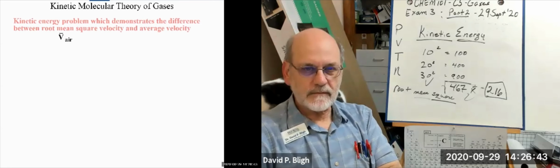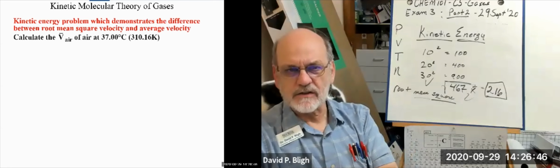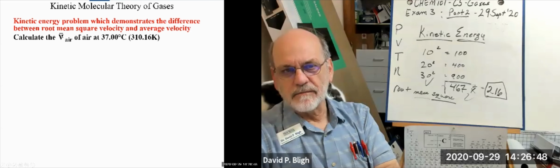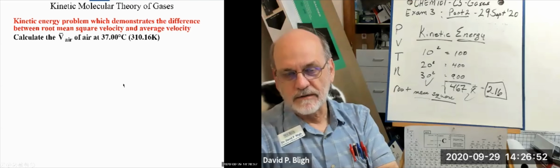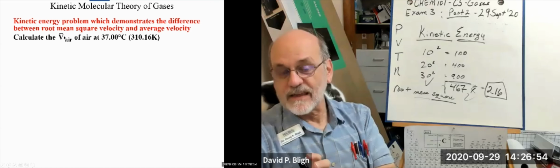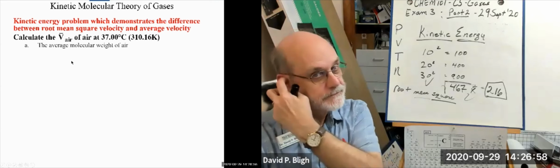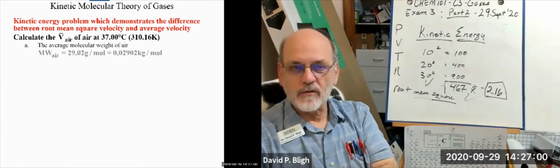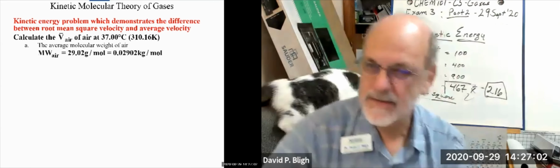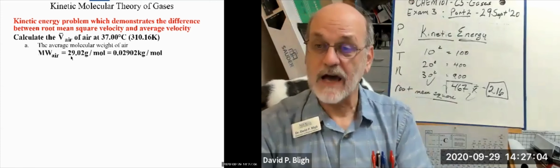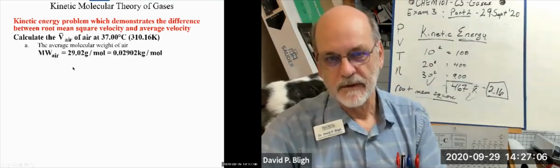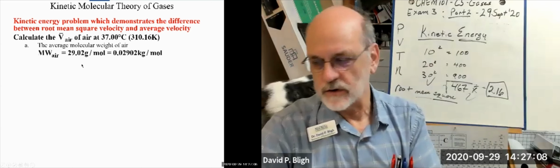Okay, so these are some simple calculations. Calculate the average velocity for air at 37 degrees. Now, what does that mean? I think that means the root mean square velocity for air. So if we know the molecular weight of air, and this is an average value because we know that air is nitrogen and oxygen, so we're using this 29.02.